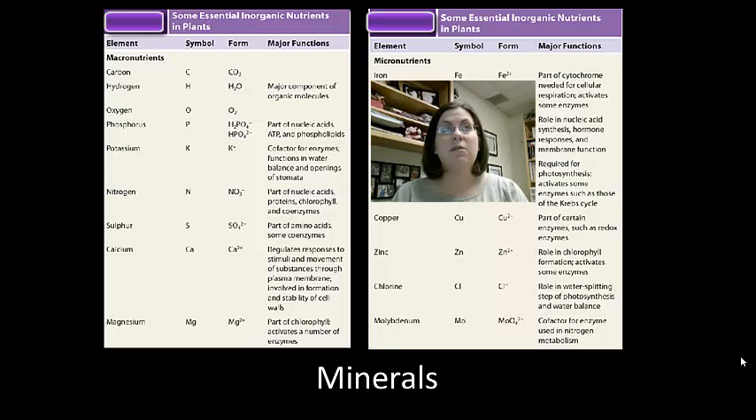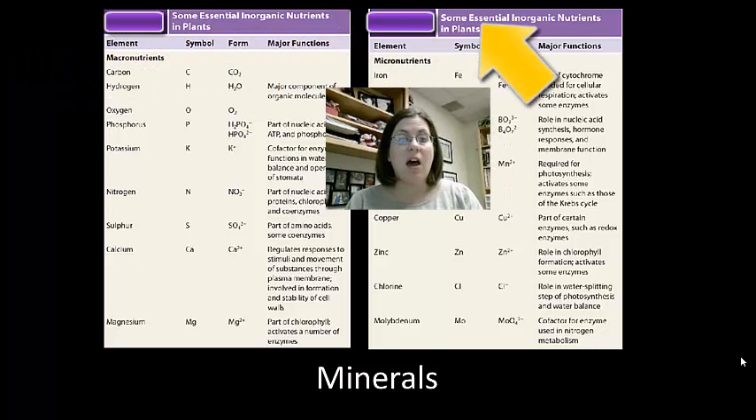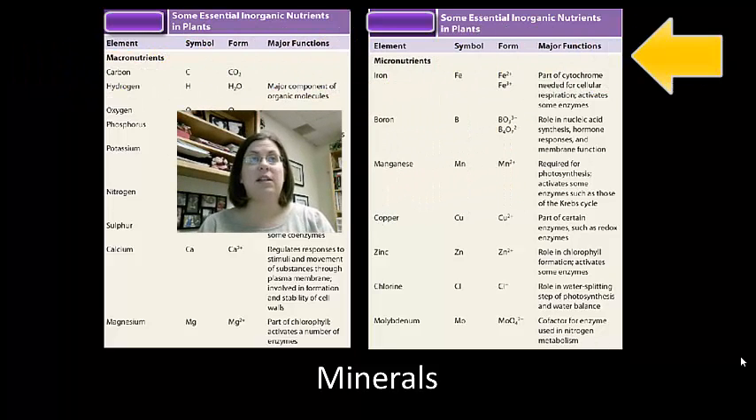Now, these tables are in your book. Okay, table 22.5 is in your book. Some minerals are considered macronutrients because the plant needs them in relatively large amounts. These would be things like carbon, hydrogen, oxygen, and so on, which you can see in the chart on the left. Others are micronutrients that the plant still requires or needs, but they need it in trace or small amounts. These would be like iron, boron, copper, zinc, and so on, which is seen in the chart on the right.